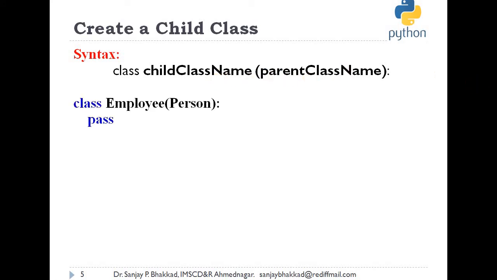So let us create a class employee from our class person. Here I have written class employee, which is my child class, and it inherits the class person, which is my parent class or base class. Currently I am not going to implement this child class, so I have written the statement pass.